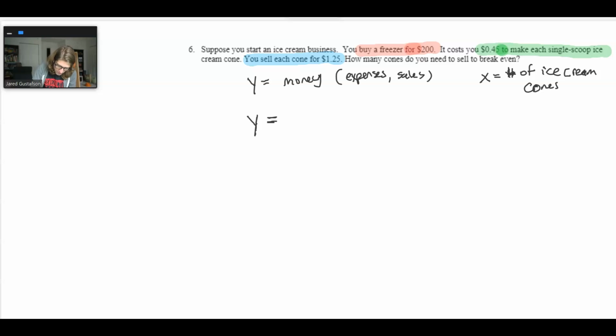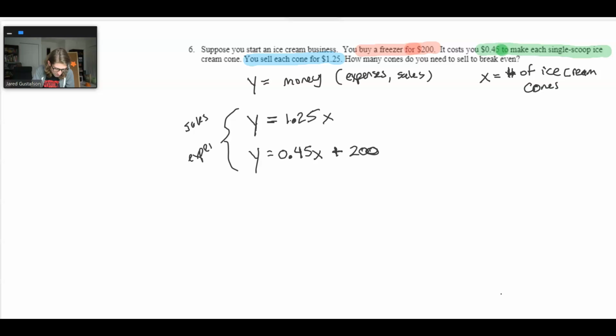So we sell an ice cream cone for $1.25. So our amount of money we get from sales will be 1.25 times however many ice cream cones we sell. Now our expenses: it costs 45 cents per ice cream cone to make them, and we have also already spent $200. We're $200 in the hole. So that equation makes up how much money we've spent. And these are actually our two equations. This is our sales equation, this is our expenses equation. And we're ready to solve.